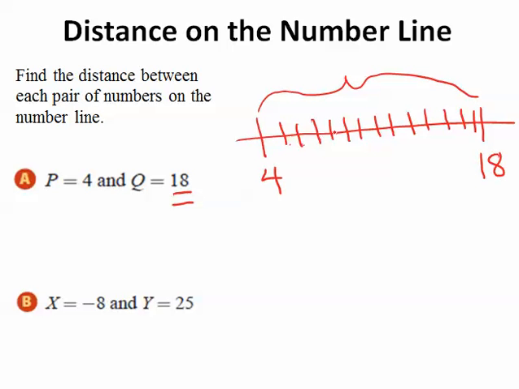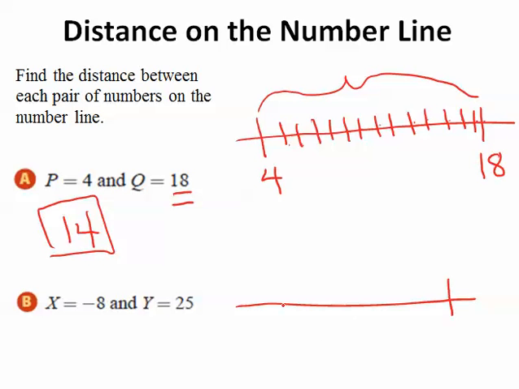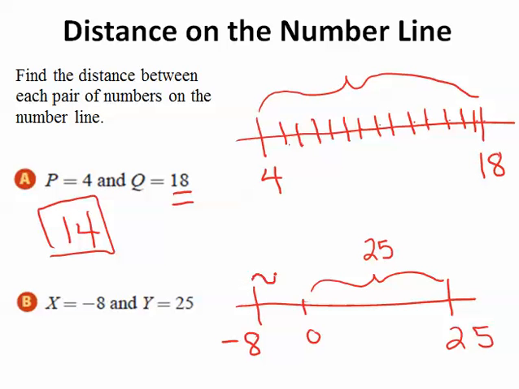So we have to find out this distance. 1, 2, 3, 4, 5, 6, 7, 8, 9, 10, 11, 12, 13, 14. So what's the distance? The distance is 14. Now, what about this distance? I'm going to start with negative 8 here and 25 here. You know that 0 is going to be somewhere in the middle. So we know that from here to here is 25. We know that from here to here is 8.